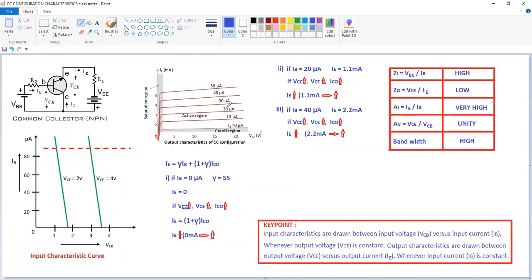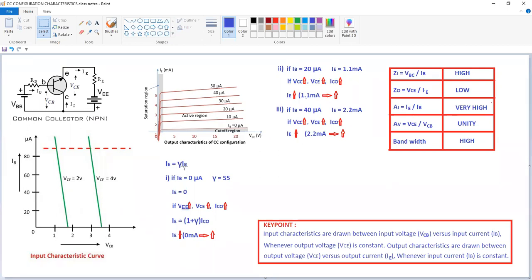In the case of 20, when you apply 20 microamps, what will happen here? From this equation, IC is equal to gamma into IB, where gamma is already 55 and IB is equal to 20. So 20 into 55 will become 1.1 milliamps.